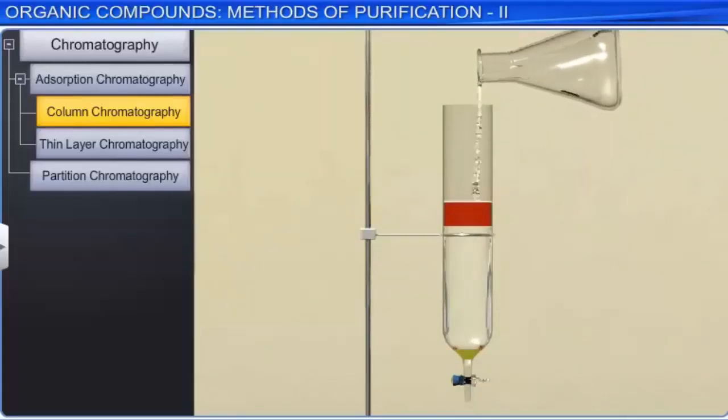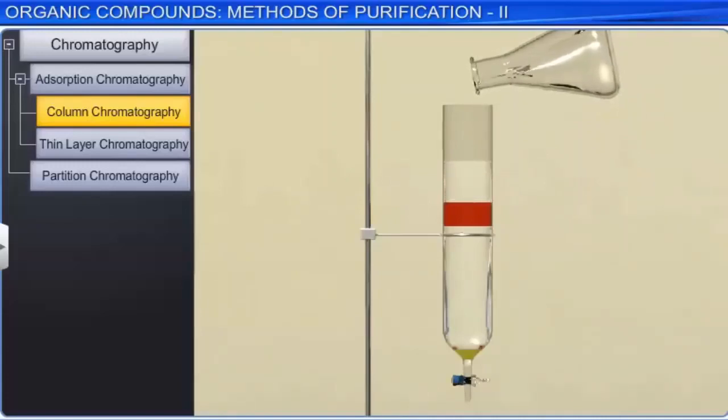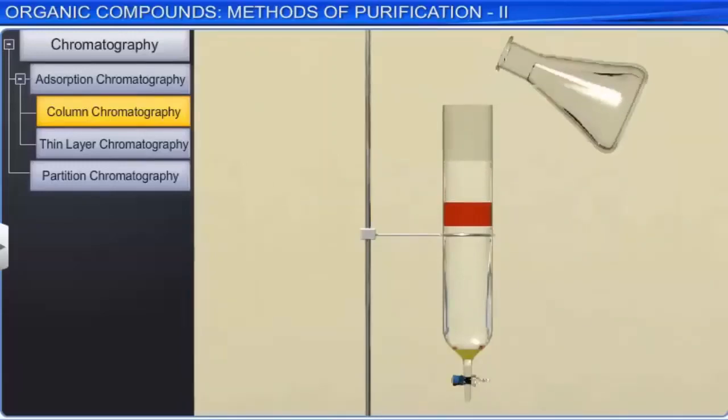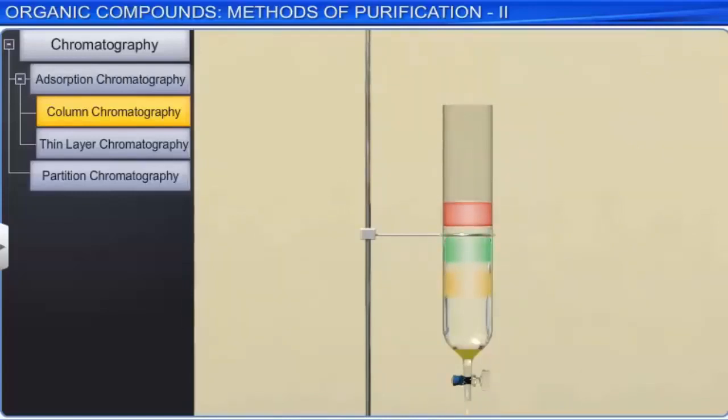the column slowly. During elution, the components in the mixture get eluted according to their adsorption strengths. The components which are weakly adsorbed are eluted first, and components which are strongly adsorbed are eluted later. Thus, complete separation of the components in the mixture takes place.